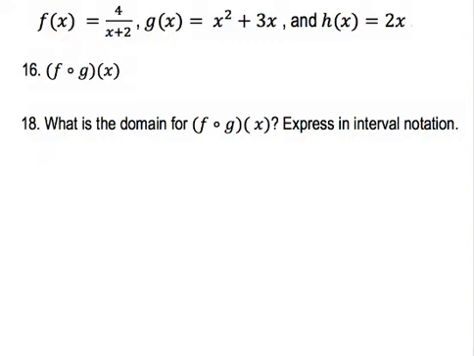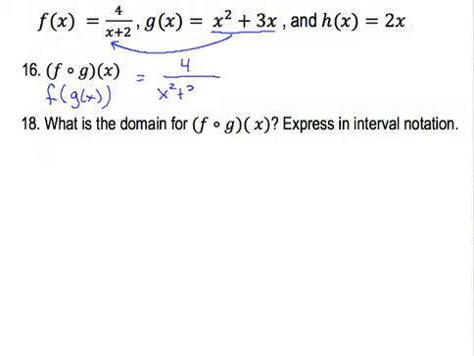So for number 16, here they just asked us to find f of g of x. Remember, this can be thought of as f of g of x. So we're going to take the g of x function and we're going to plug it into f. Here's the g of x function. We're going to plug that in to the x in f of x, which will give us 4 over x squared plus 3x and then plus 2.